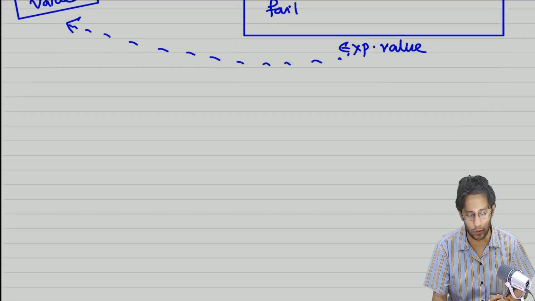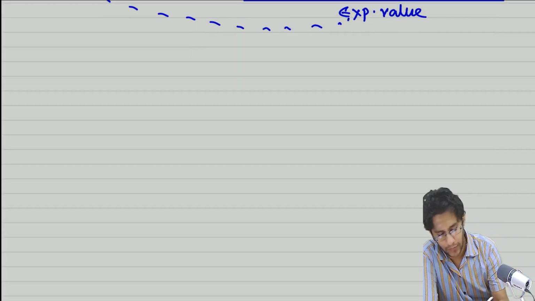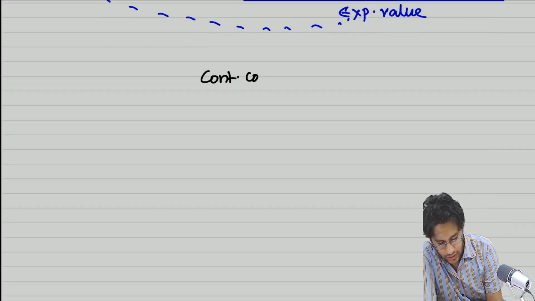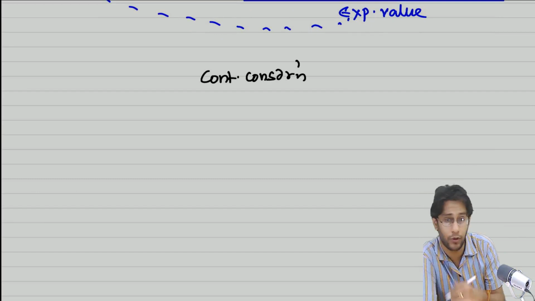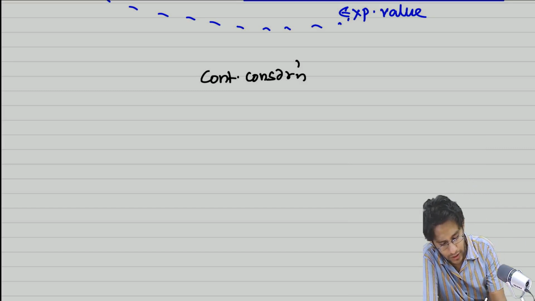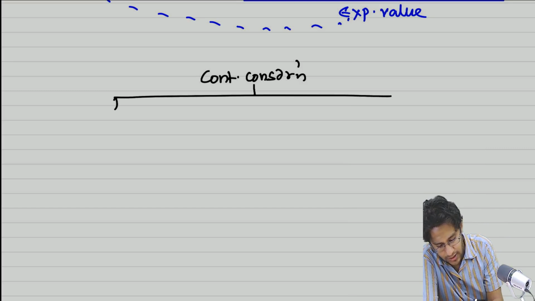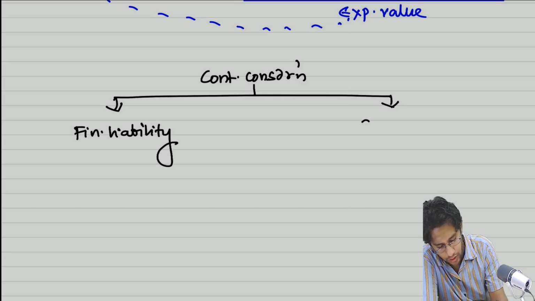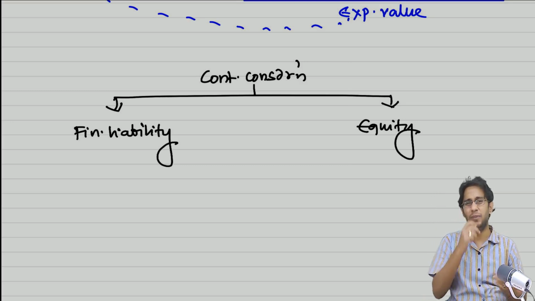Now, for that, you need to know something else as well. This contingent consideration, whatever you have to pay or whatever you promise to pay if a particular condition is satisfied in future, you have to check whether it satisfies the definition of a financial liability or whether it satisfies the definition of equity. Sir, how can it be equity, sir?